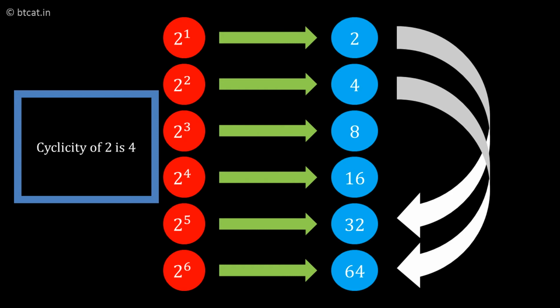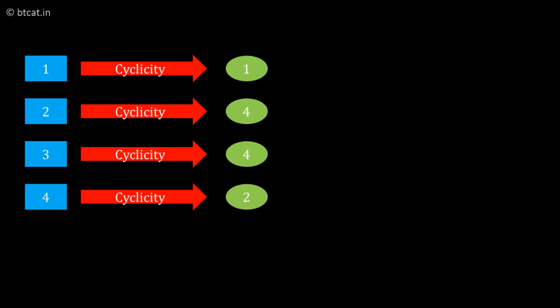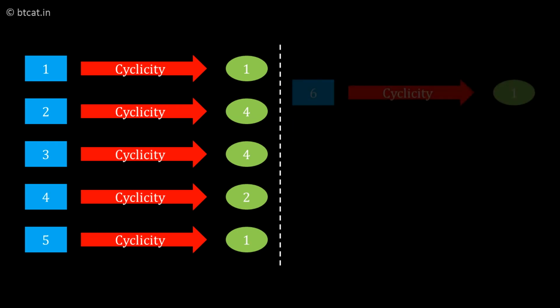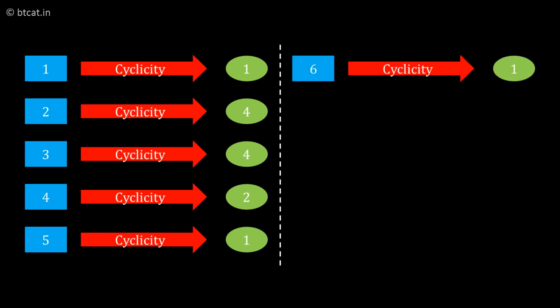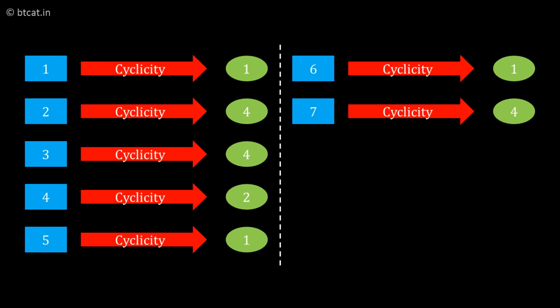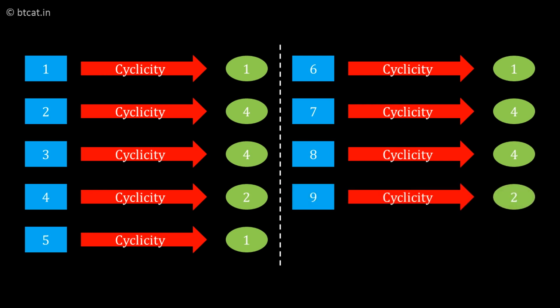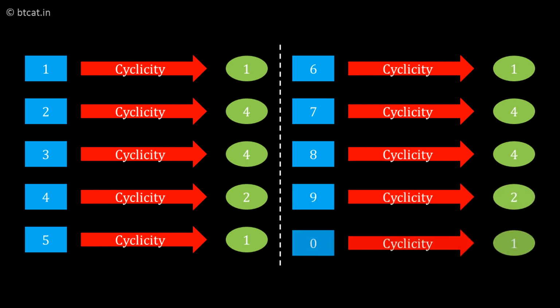So every number will have some cycle. If you make a chart, the cyclicity of 1 will be 1, the cyclicity of 2 will be 4, the cyclicity of 3 by the same logic will again be 4, the cyclicity of 4 is 2 because it is 4, 6, 4, 6, 4, 6, the cyclicity of 5 is of course 1, the cyclicity of 6 is also 1, for 7 and 8 it is again 4 each, for 9 it is 2: 9, 1, 9, 1 and so on. And the cyclicity of 0 is of course 1. 0 raised to any number, the last digit is always 0.